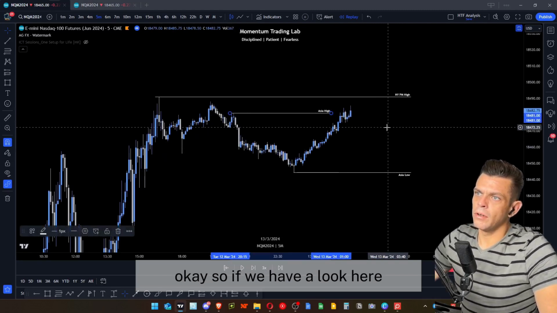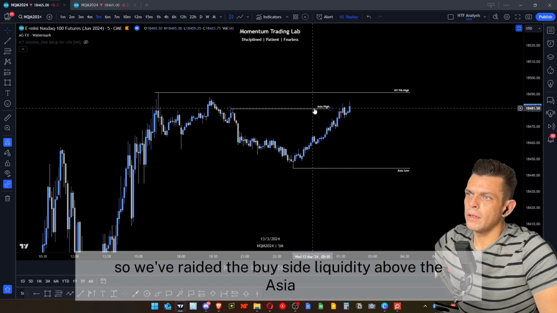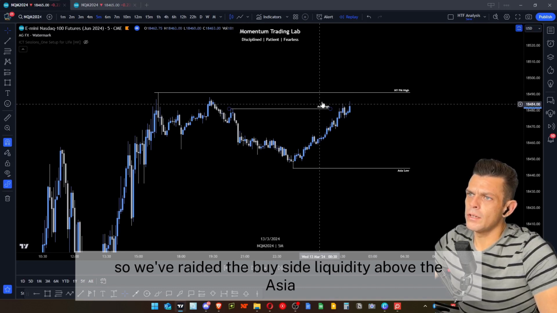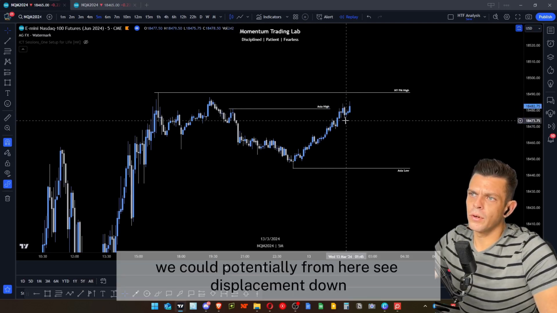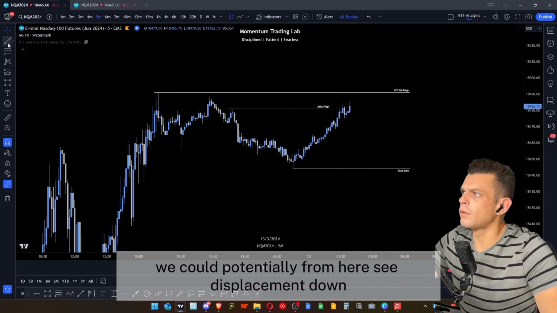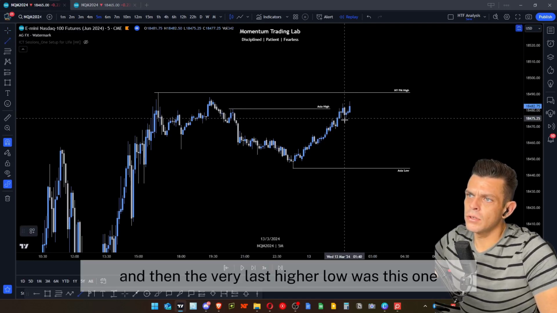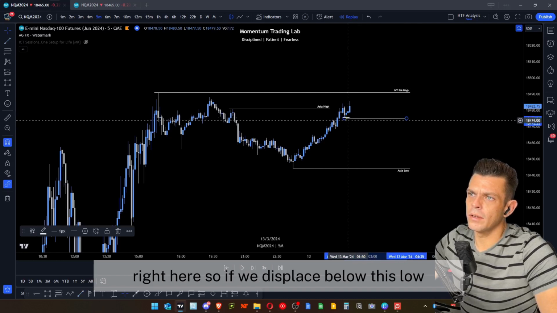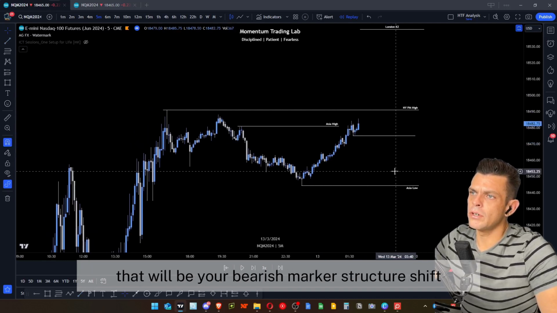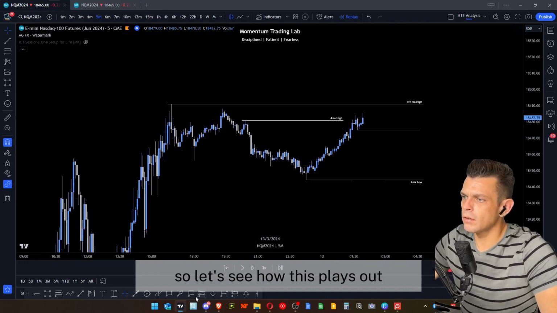Okay, so if we have a look here, we've raided the buy side liquidity above the Asia high. So we could potentially from here see displacement down. And then the very last higher low was this one right here. So if we displace below this low, that will be your bearish market structure shift. So let's see how this plays out.